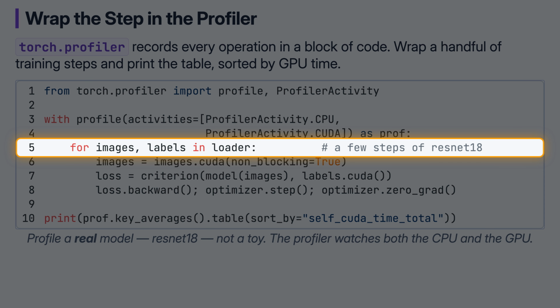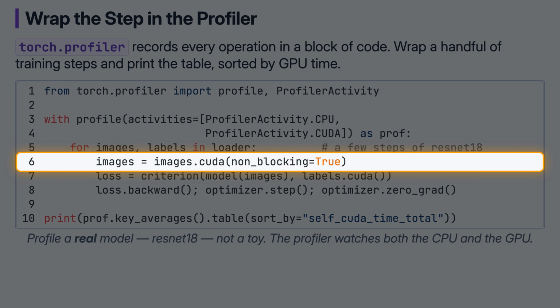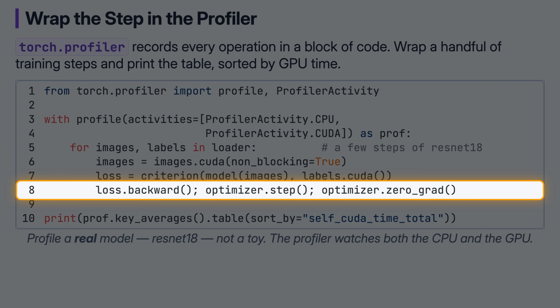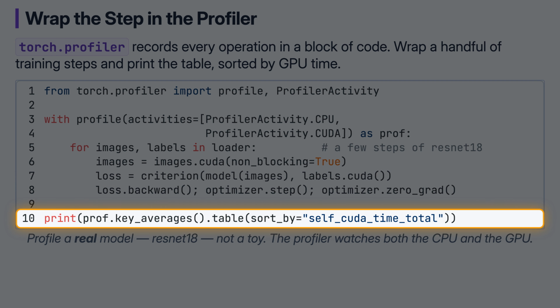Inside, we run a handful of ResNet 18 training steps. This is a real model, not the tiny toy from before. A toy is too cheap to ever bottleneck. Each batch of images moves to the GPU. We run the forward pass and compute the loss. Then backward, the optimizer step, and zero the gradients. After the block, we print key averages as a table, sorted by self-CUDA time.